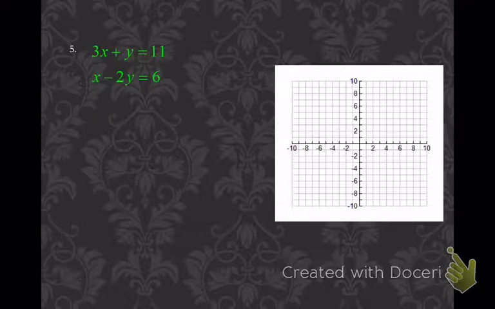And so number 5, same thing. I'll give you a second to get those in slope-intercept form and graph them, and I'll show you what you should get to make sure that you're correct.